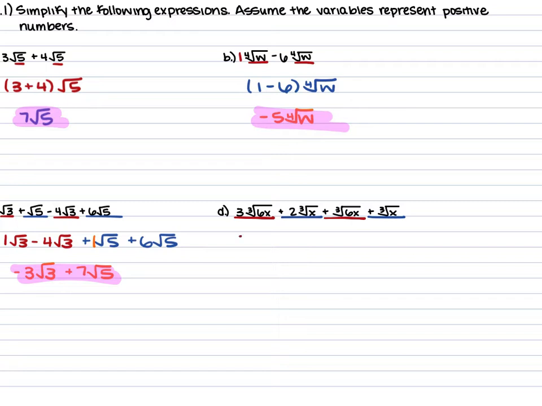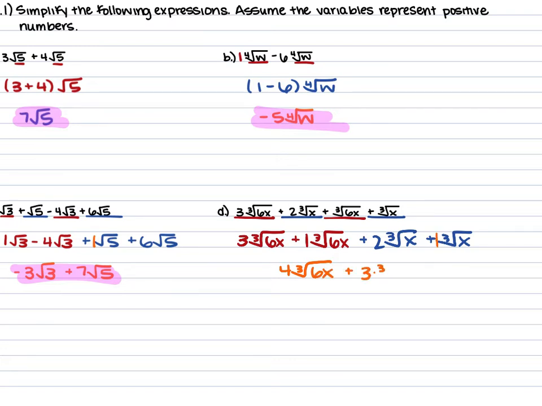So I'm just going to rewrite this and say we're doing 3 cube root 6x plus 1 cube root 6x. And then we're going to have 2 cube root x plus the cube root x. So the 3 plus 1 gives us 4 cube root 6x, and the 2 plus 1 gives us 3 cube root x.